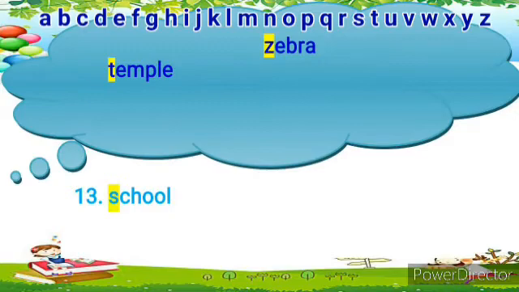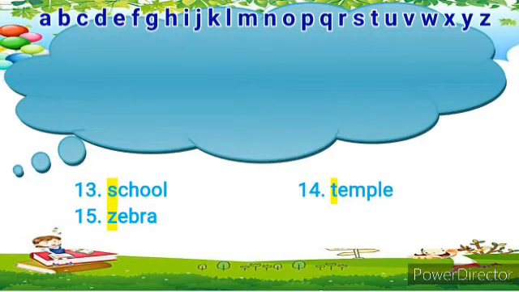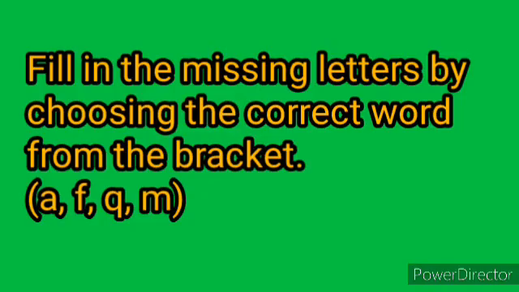We also have the word starting with T, temple. So our 14th word will be temple. And the 15th word will be the last remaining word, zebra. Now fill in the missing letters by choosing the correct ones from the bracket.